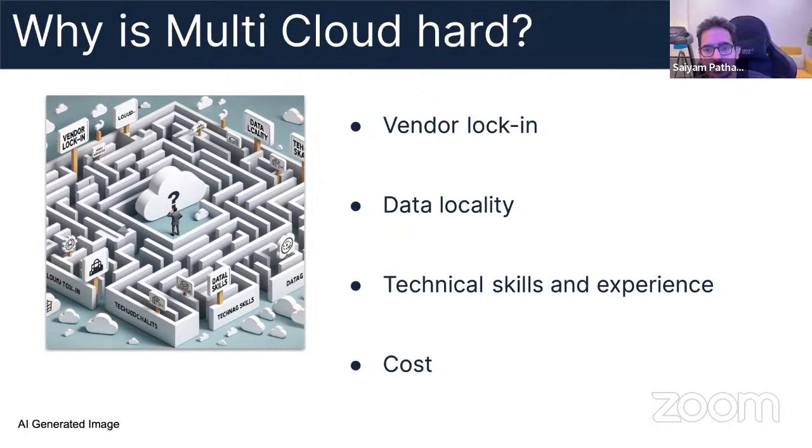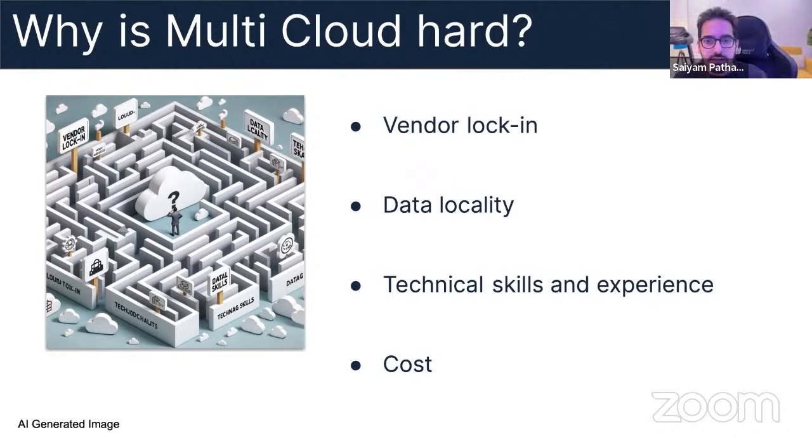Yes, data locality is another thing, and then technical skills and experience is another thing. In a team, it's difficult to have the knowledge. For example, you hired someone who is amazing in one particular cloud, they know AWS in and out, and suddenly you want to use another cloud vendor, so there is a technical skill gap as well.